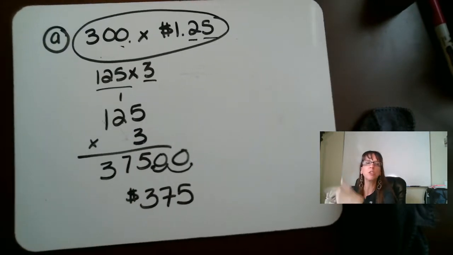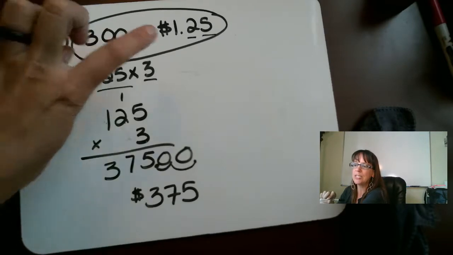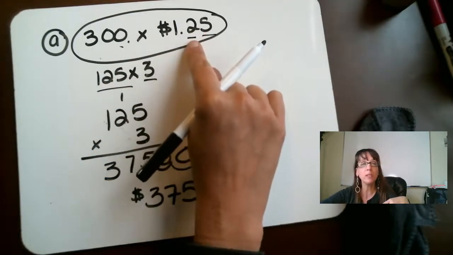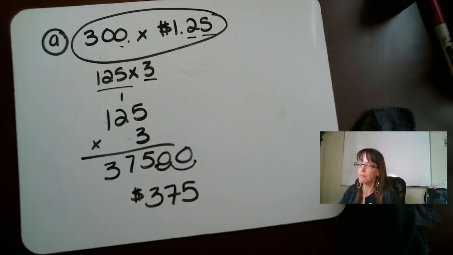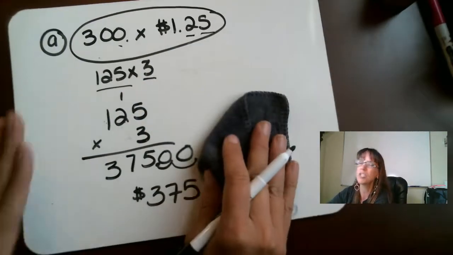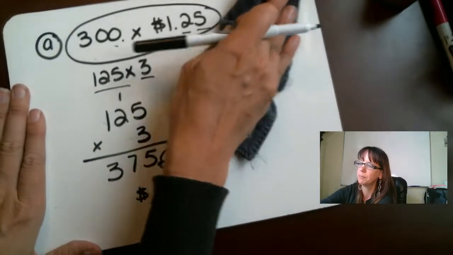$375. Now let's go back to the original. 300 times $1.25. Let's just estimate that, right? Ballpark figure. 300 times $1 would give us $300, right? 375. So I'd say we're pretty close. All right, that's a good way to estimate to make sure you've got the right answer. All right, so then for B, let's take a look at this guy.